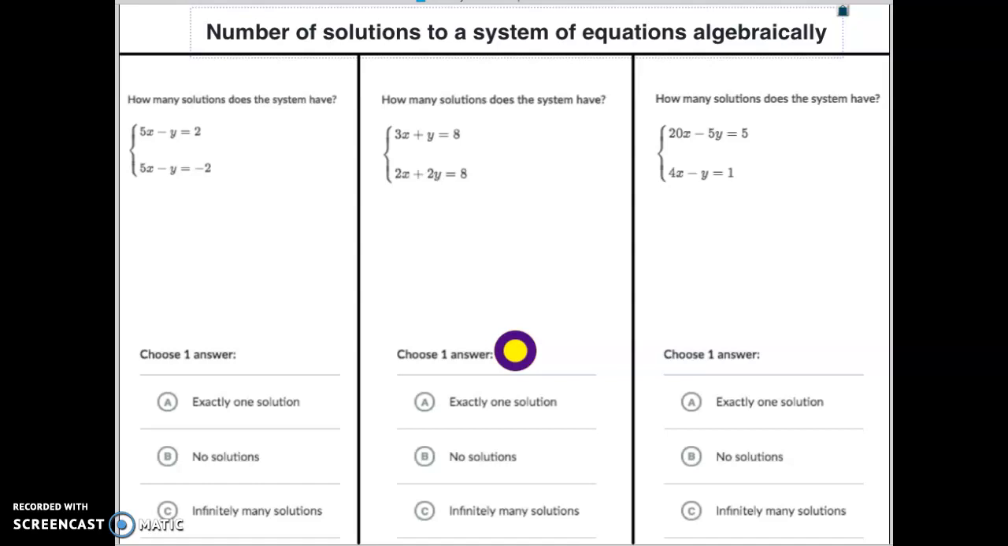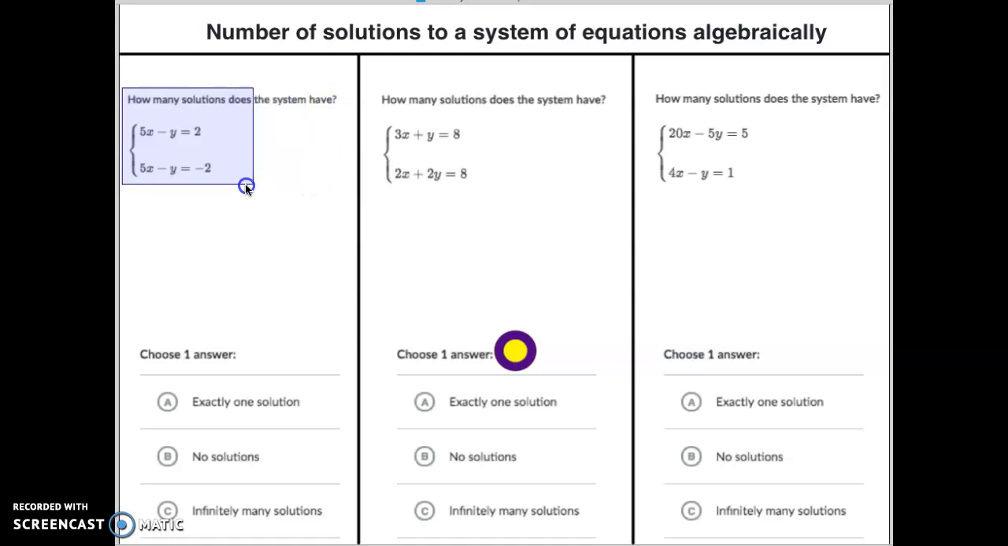Today's Khan Academy is a lot like the last Khan Academy that you did. You're still determining the number of solutions to a system of equations. This time, though, you're doing it algebraically versus last time you did it graphically. So today we're going to see how the system is set up algebraically, and then determine how many solutions there are from that. We'll tackle this first example right here first.